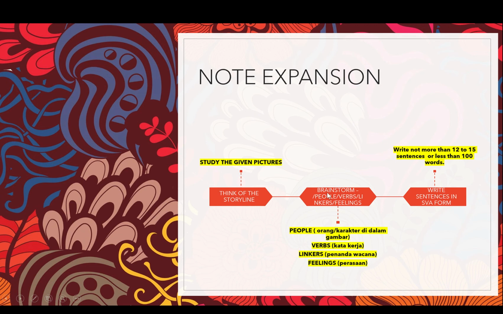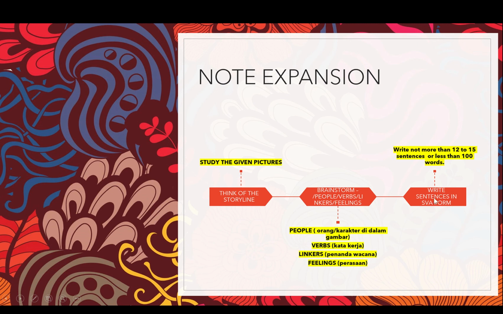Next, you learn to brainstorm. What we mean by brainstorm is to think of the people, orang or character di dalam gambar. Next is the verb, kata kerja. Next are the linkers, penanda wacana, and lastly feelings, perasaan. So all of these are referring to the pictures. You need to look at the pictures to find people, verb, linkers, and feelings.